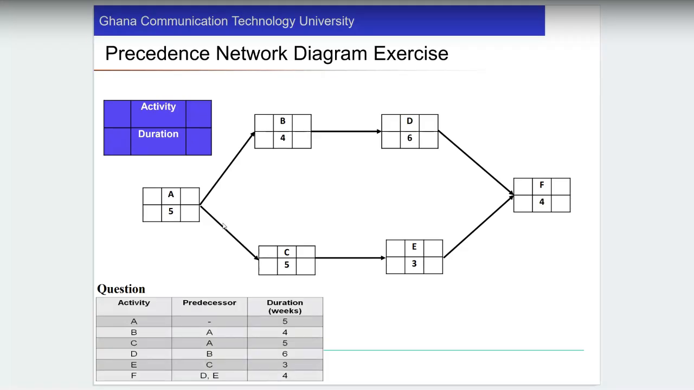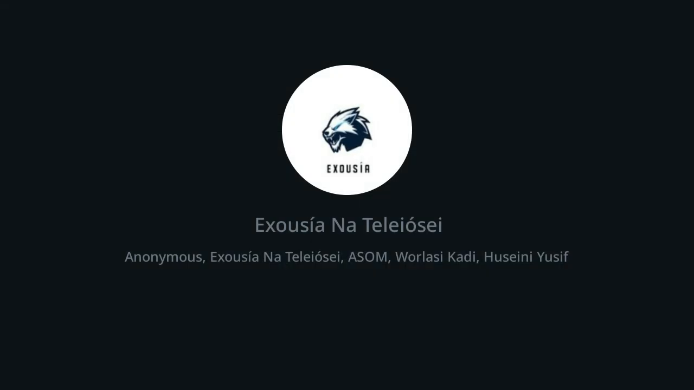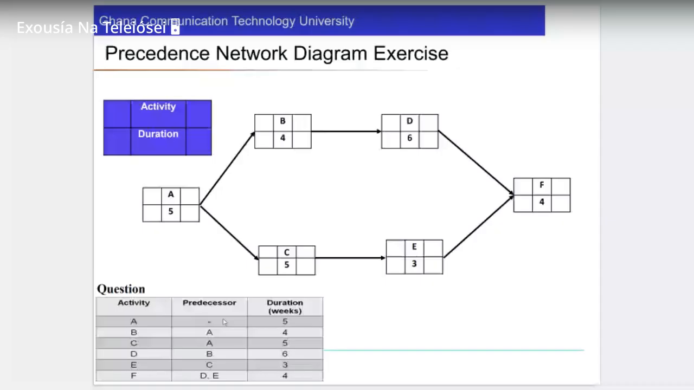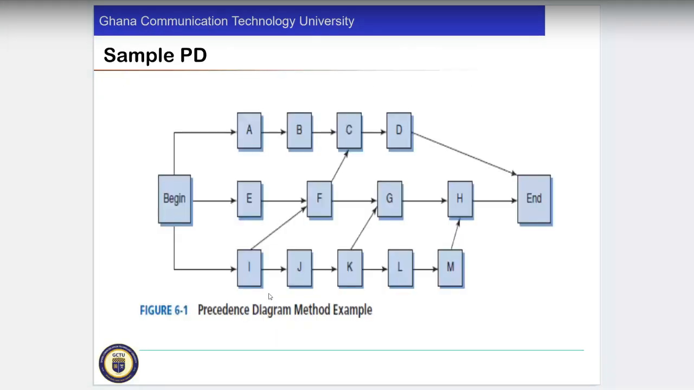But let's assume that A has no predecessor and B has no predecessor, then it means we should get a start button. We draw a start and then just link them up to A and B, like this. So do we have it like this?